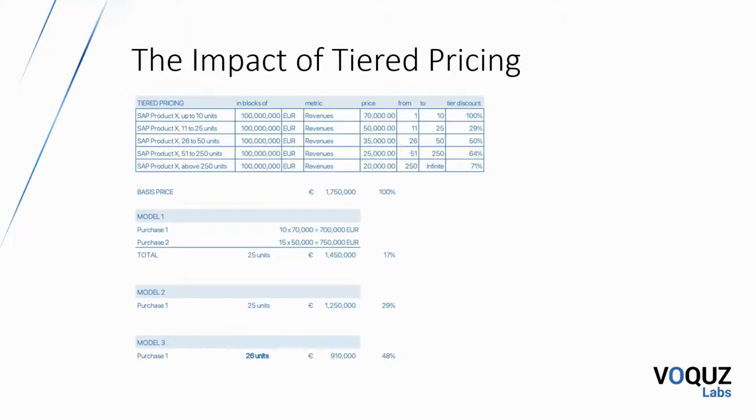The impact of tiered pricing can be demonstrated as follows. In Model 1 we show the cumulative purchasing price where we have each respective tier, and the total for 25 units comes to 1.45 million. In Model 2 we have a tiered pricing structure where 25 units are sold at a single lower volume unit price and the total purchase price is 1.25 million. Simply by increasing the unit quantity by 1 up to 26 units, we qualify for a higher volume tier with a lower per unit price, and in actual fact 26 units turns out to be cheaper at $910,000.